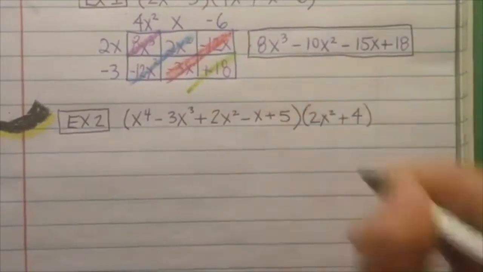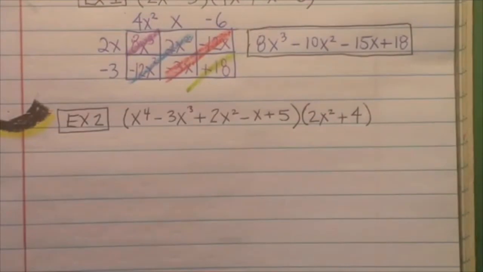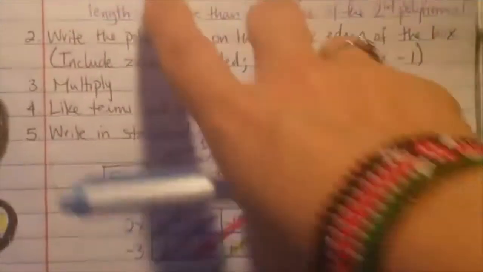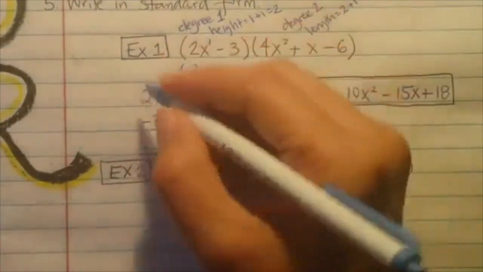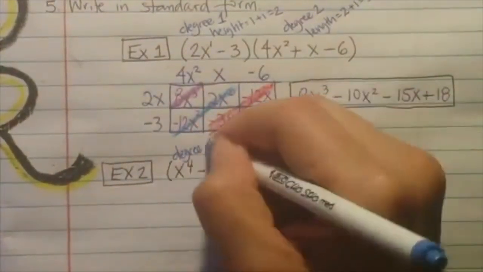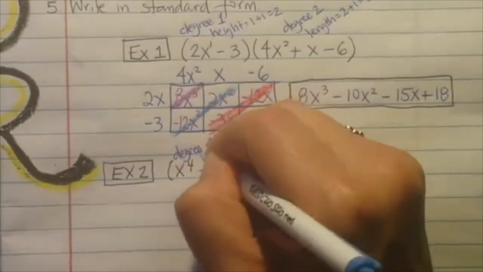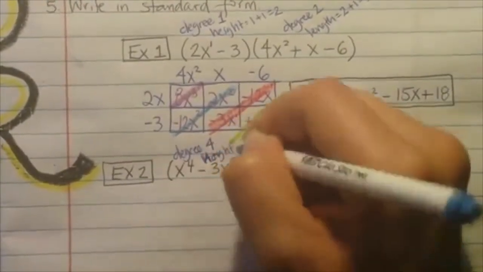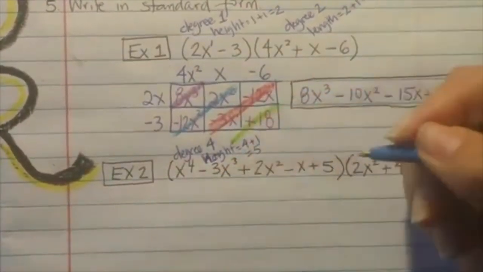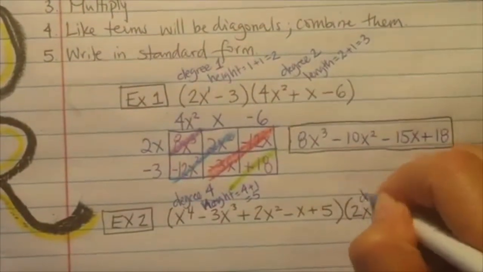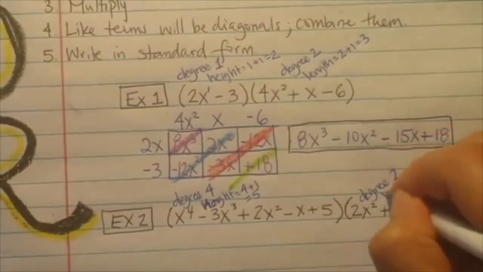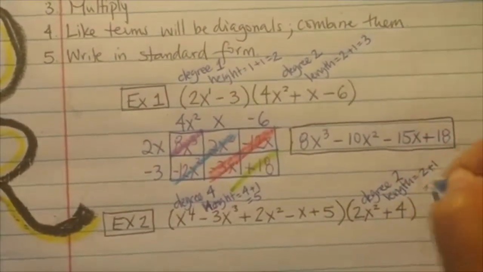So again, first thing we're going to need to do is draw a box. So we need to determine what our height and our length is. So remember, our height is 1 more than the degree of the first one. What's the degree? 4, right? That's the biggest exponent, so the degree is 4. So add 1 to that, that's going to be your height. So the height is 4 plus 1, which is 5. And we're going to do the same thing for the second one. The length is 1 more than the degree of the second one. The highest exponent is 2, and we're going to add 1 to that, so 2 plus 1, which is 3. That's your length.